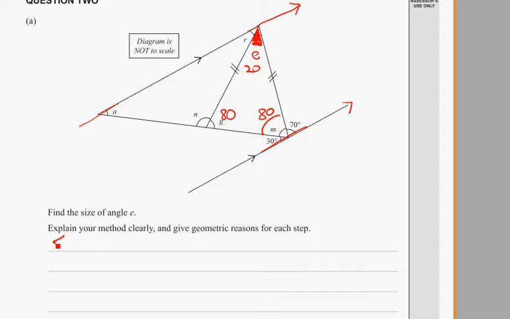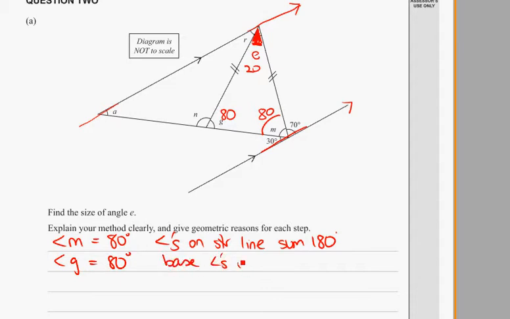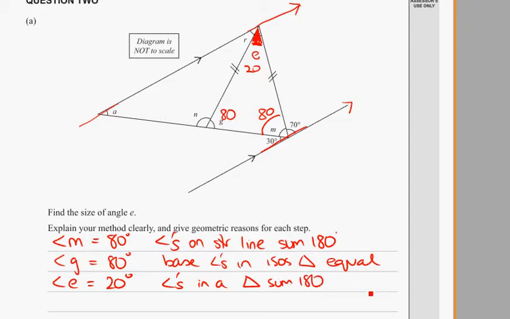So we first found angle M to equal 80 degrees, and the reason was angles on a straight line sum 180. Then we found angle G to also equal 80, and that was using base angles in an isosceles triangle are equal. And lastly, we found angle E to equal 20 degrees, and that was using angles in a triangle sum 180. You might have done it differently, as long as you set it out.